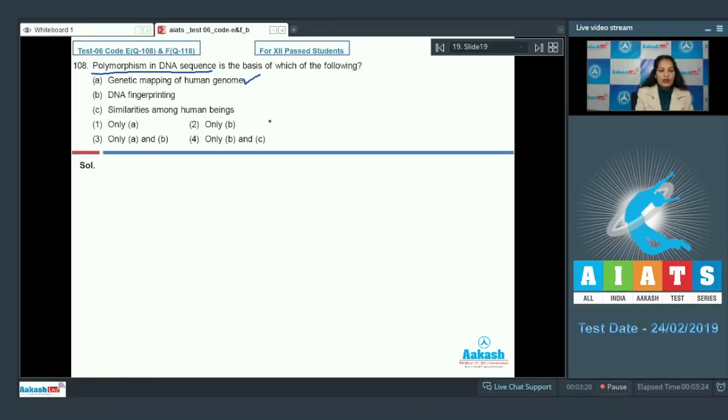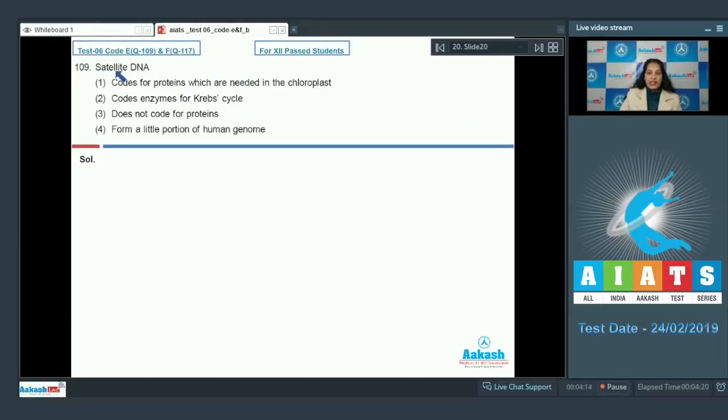It is also the basis of DNA fingerprinting, which was discovered by Alec Jeffreys. So it is also correct. It is not the basis for the similarities among the human beings. So this is not correct. So the correct option for the given question is option number 3. Let's move to the next question.